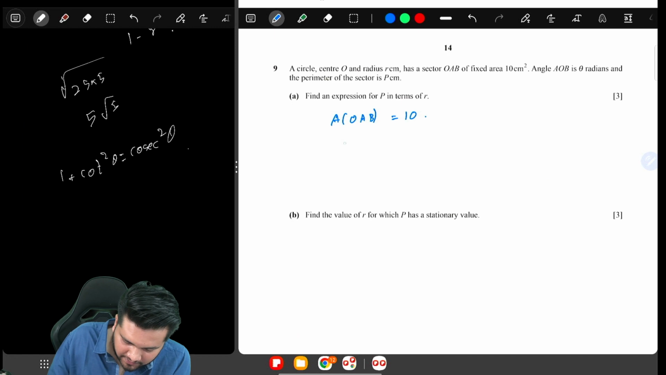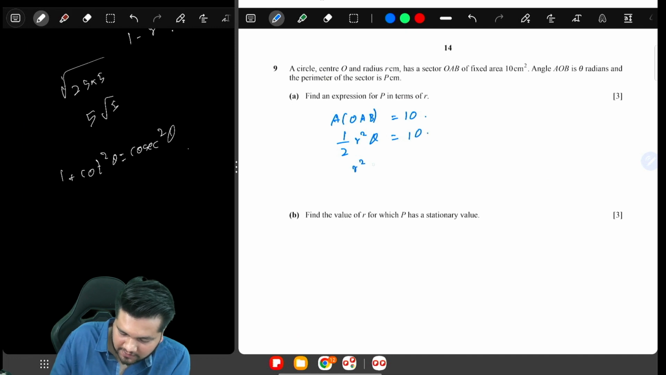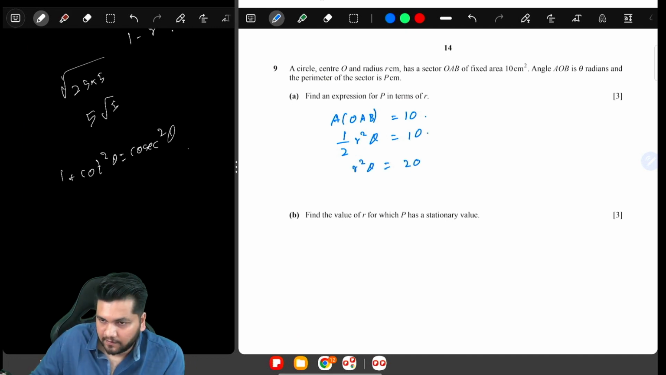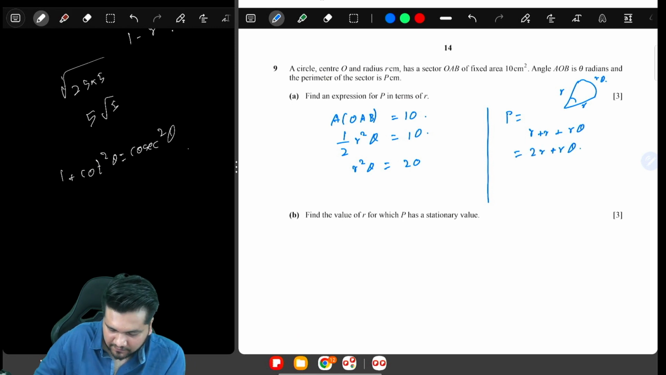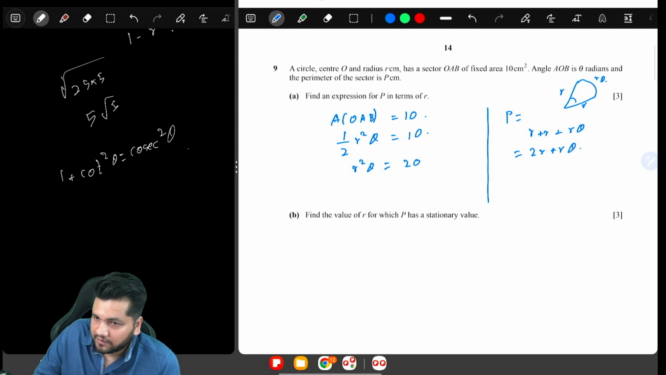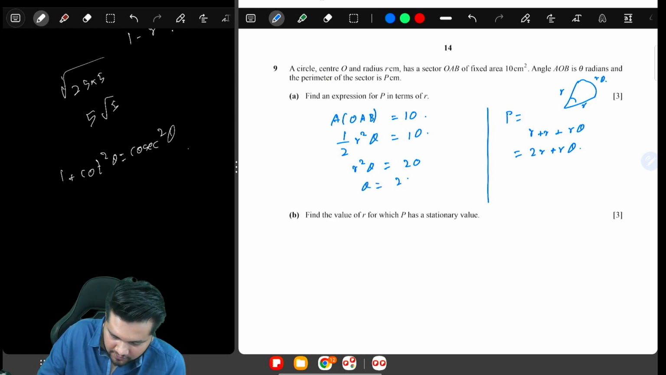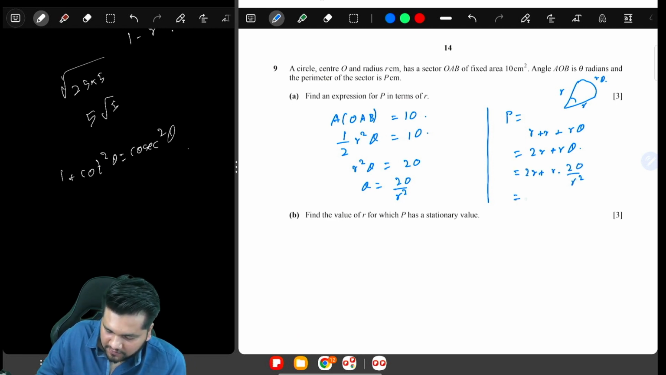So now see, we have area of sector is fixed, which is AOB. So half r square theta is equal to 10. So r square theta is equal to 20. Okay. Now let's talk about perimeter first. Now perimeter is going to be what? If you talk about this sector, it's going to be r plus r plus r theta, like length of r plus this arc. So it's going to be 2r plus r theta. Now we don't want theta, we want it in terms of r. So theta is nothing but 20 by r square. So I'll just substitute this here. So I'll get 2r plus r into 20 by r square, which will give me 2r plus 20 by r. That's going to be the perimeter.